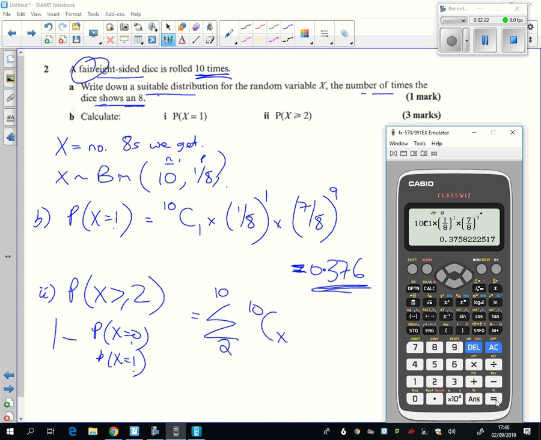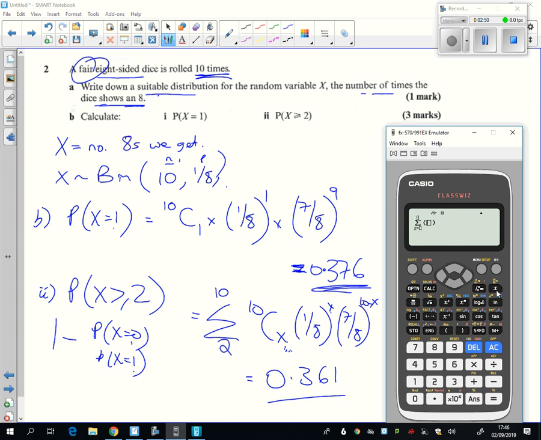10 choose x, 1/8 to the x, 7/8 to the 10 take away x. So this is just saying I want to put a 2 here, and a 3, and a 4, and a 5, and a 6, and a 7, and an 8, and a 9, and a 10. If you tap that into the calculator, then that one there gives you 0.361. You can stop there, or you can watch me tap it into the calculator, but literally that's all I'm doing.